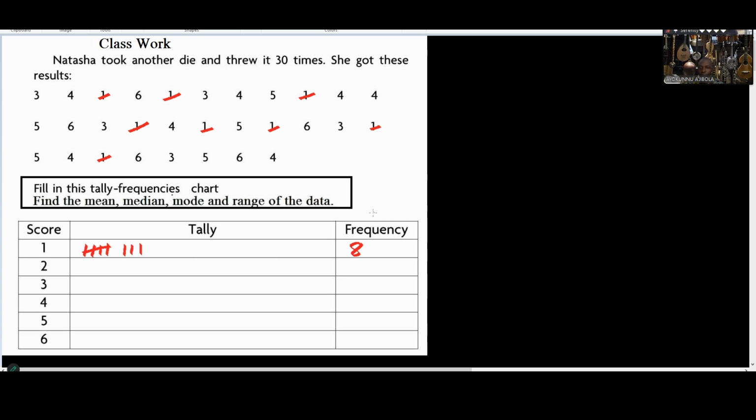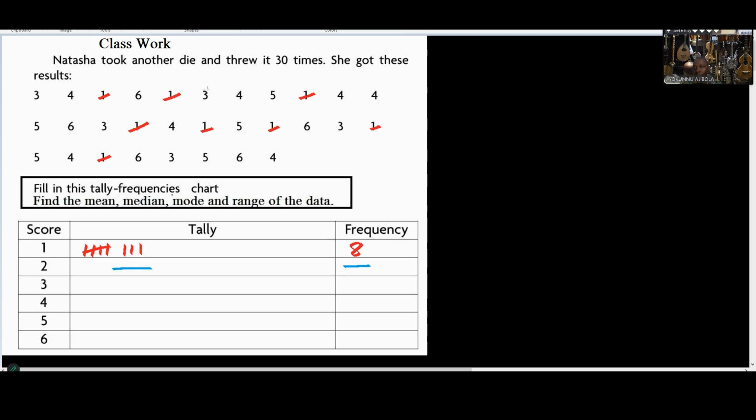But then, okay, let's continue first. Then for 2, how many 2s are there? Is there any 2 there? Can you see any 2 there? No, there's no 2, so nothing is there.